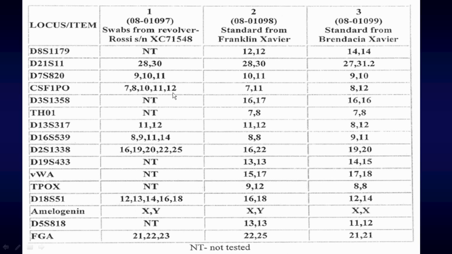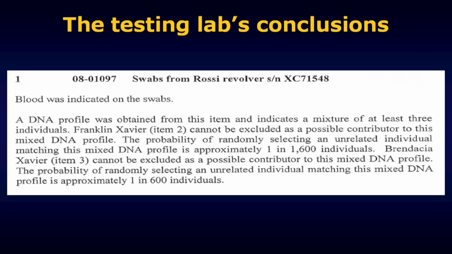When we're talking about attaching a statistical weight to a mixed sample, what do we trot out? What's the statistic that gets invoked? The statistic that gets invoked is a combined probability of inclusion. That's the norm, that's the universally, generally accepted statistic to bring to bear on a mixed DNA sample. So let's see what the testing laboratory concludes about this particular sample. Let's see if they agree with us when we say that it's a mixture.